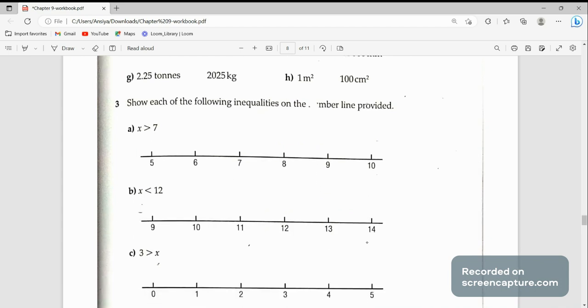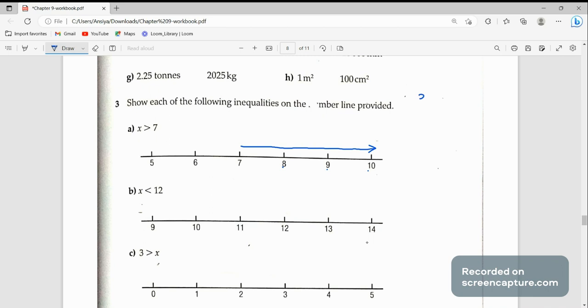Now show each of the following inequalities on the number line. An inequality is given, and you need to draw that on the number line. Number line means a line on which we represent the numbers. x greater than or equal to 7. So the value of x is greater than 7. Greater than 7 means 8, 9, those values, so towards the right side. Draw a line here. Use your ruler like this.